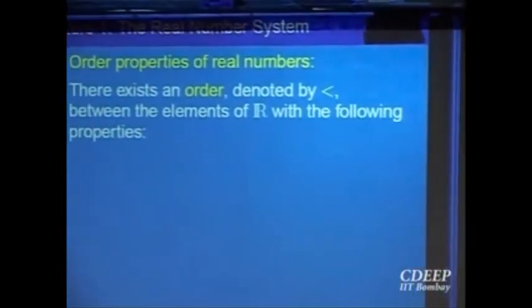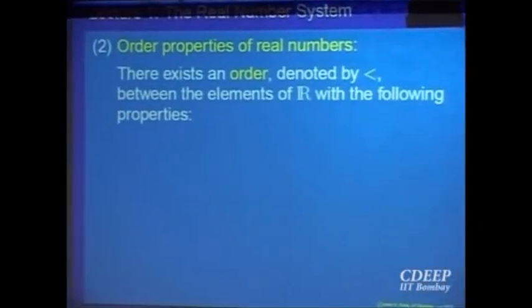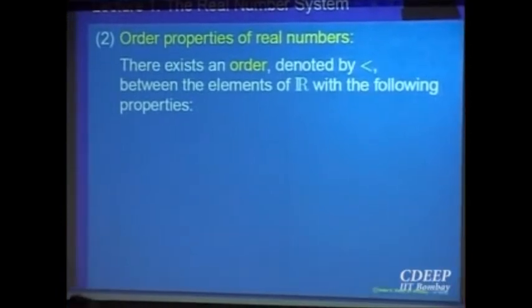Then there are order properties. We would like to compare numbers, right? Given two numbers, we like to say one is larger than the other. Human beings want to do that. I have more money than you, right? I am taller than you, and so on. So the physical requirements of society motivated human beings to define what is called order. So this set of real numbers has an order defined on it.